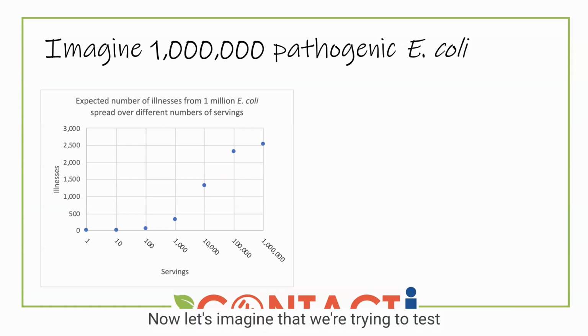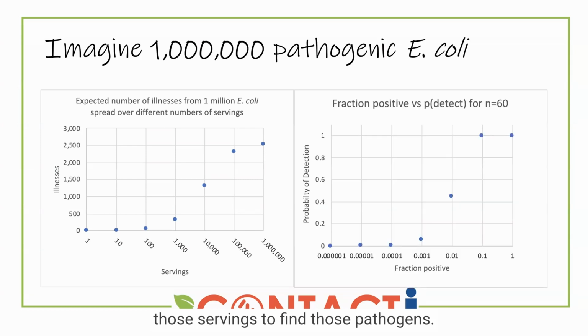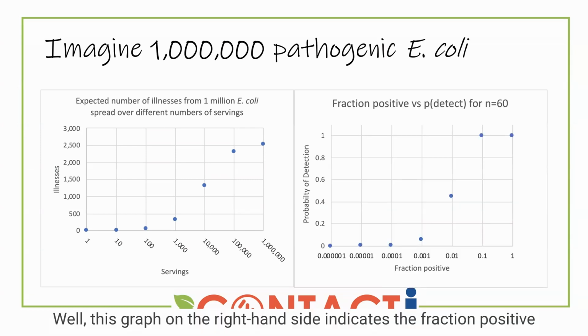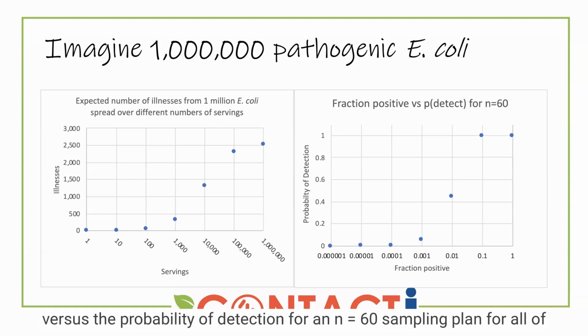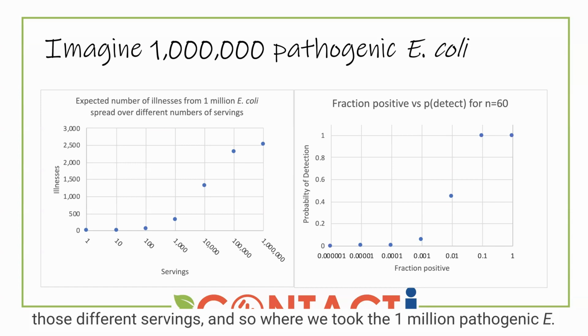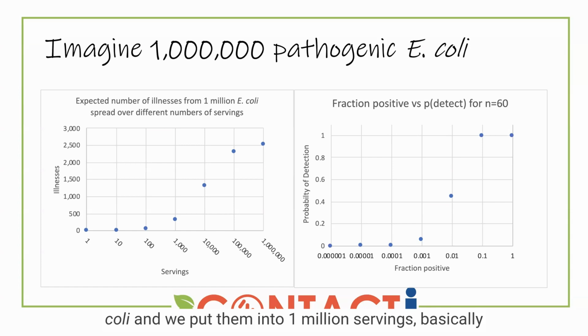Now, let's imagine that we're trying to test those servings to find those pathogens. This graph on the right-hand side indicates the fraction positive versus the probability of detection for an n equals 60 sampling plan for all of those different servings. Where we took the 1 million pathogenic E. coli and put them into 1 million servings, basically every single serving of that food is positive for E. coli. So an n equals 60 sampling plan is, of course, going to find at least one positive because every single sample is positive.